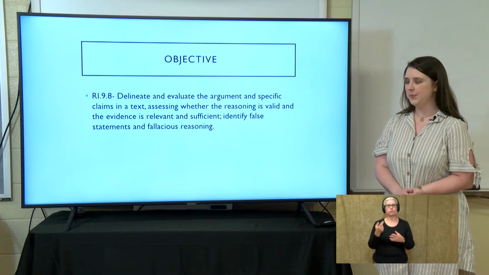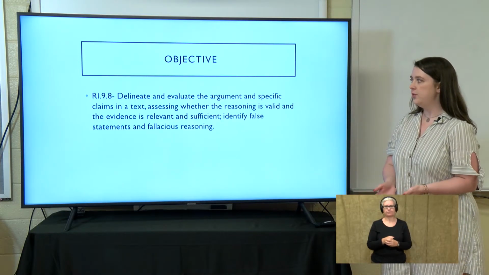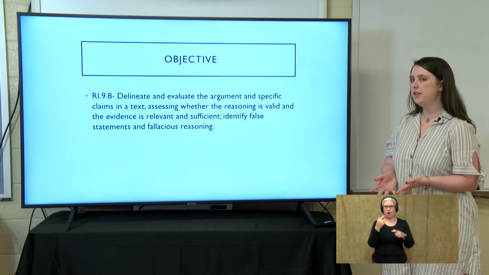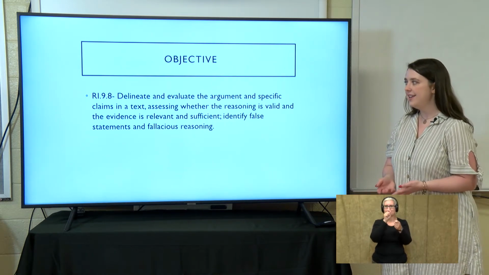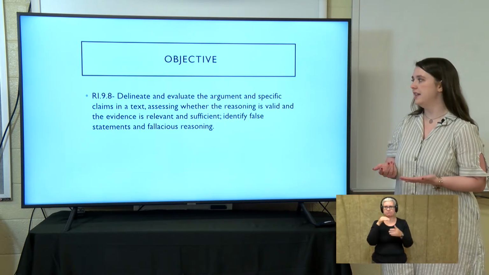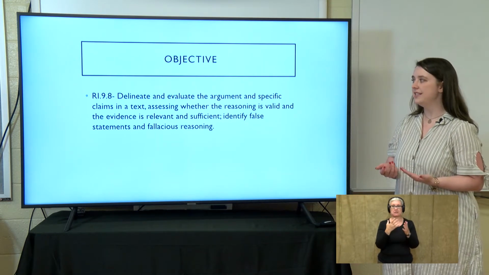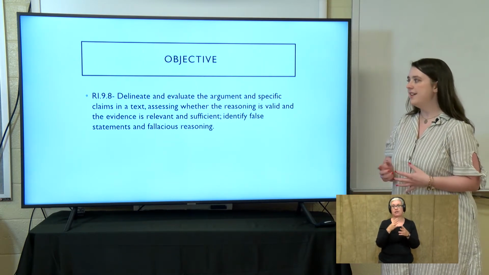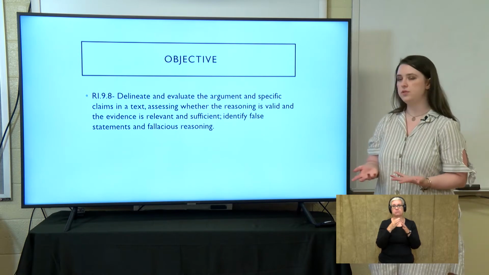Okay? So last week, we were looking at this standard. Okay? Delineate and evaluate the argument and specific claims in a text, assessing whether the reasoning is valid and the evidence is relevant and sufficient, and identify false statements or fallacious reasoning.